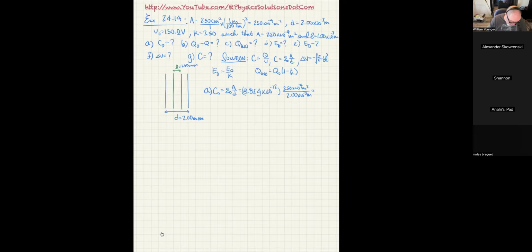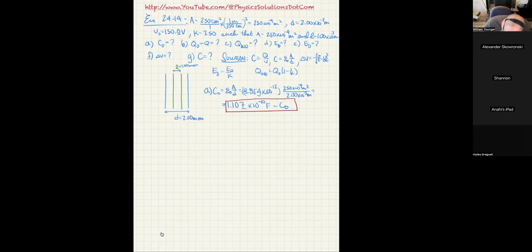Computing all of that, I get 8.854 times 10 to the negative 12 times 250 times 10 to the negative 4, and then I'm going to divide that by 2 times 10 to the negative 3. That gives me 1.107 times 10 to the negative 10th farads, which is equal to C0. So that's the capacitance without the actual dielectric in place.